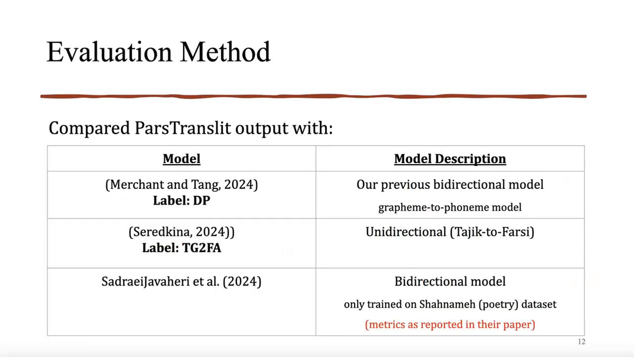So for our evaluation method, we compared ParsTranslit with our previous bidirectional model, which is a grapheme-to-phoneme model, which achieved okay results, but they still weren't fully understandable or easy to read. Sedat Kina developed a unidirectional model, which had similar results in that direction. And the final one that I mentioned, the bidirectional model that was only trained on the Shahnama dataset, the 1,000-year-old poetry. We were unable to implement their model due to some issues, so we used the metrics that they report in the paper on that exact same dataset and compared the other three models with what they report.